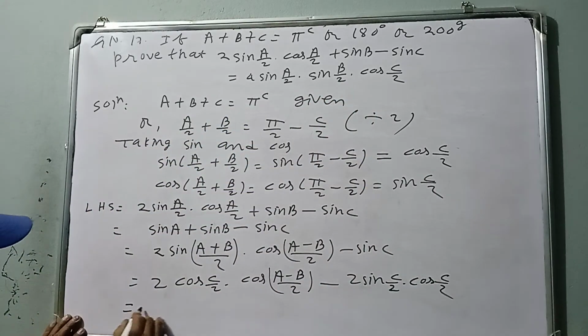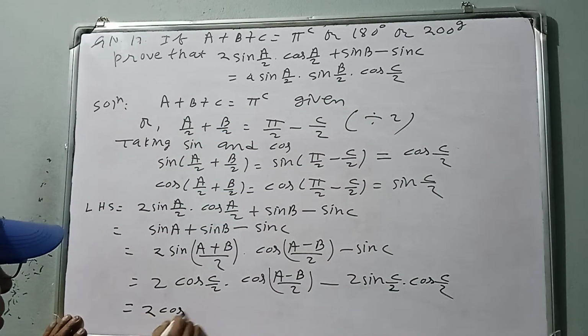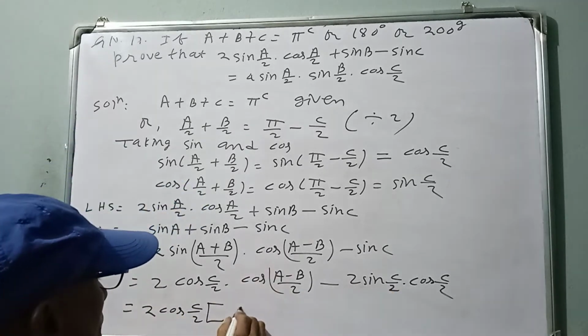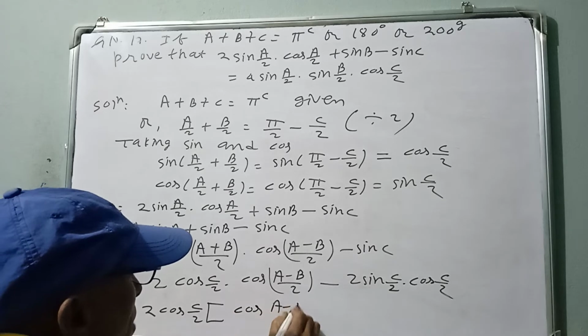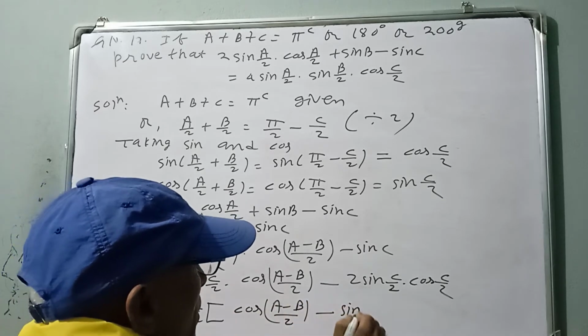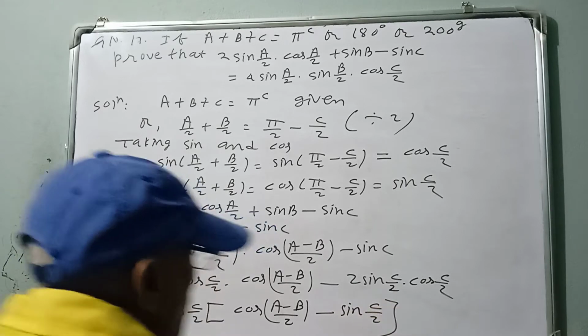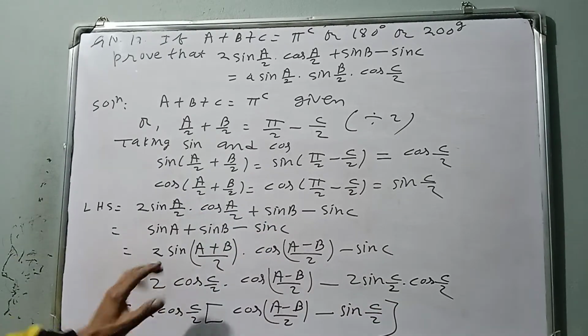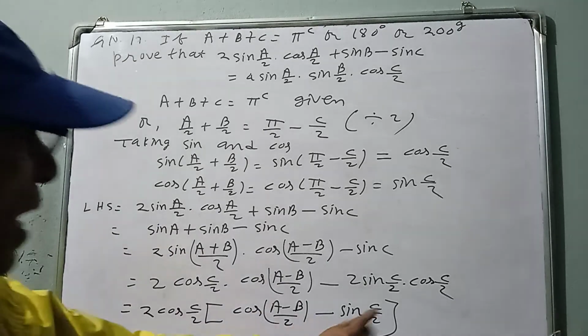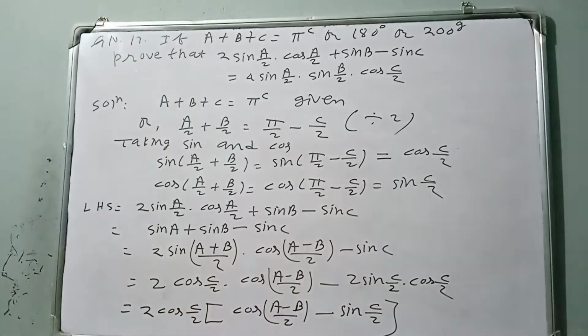Now what you do? 2 cos C by 2 common. Remaining cos A minus B by 2 minus sin C by 2. So from both terms, take 2 cos C by 2 common. Remember, remaining cos A minus B by 2 minus sin C by 2. Then what you do?